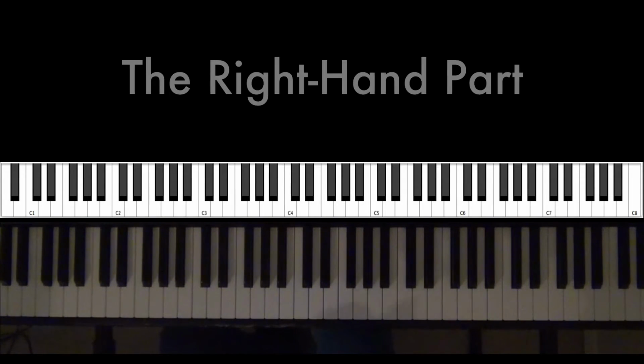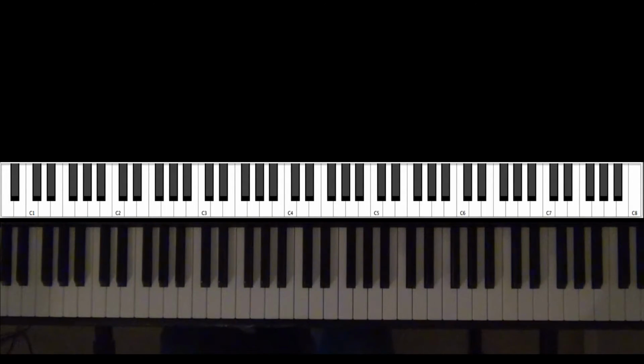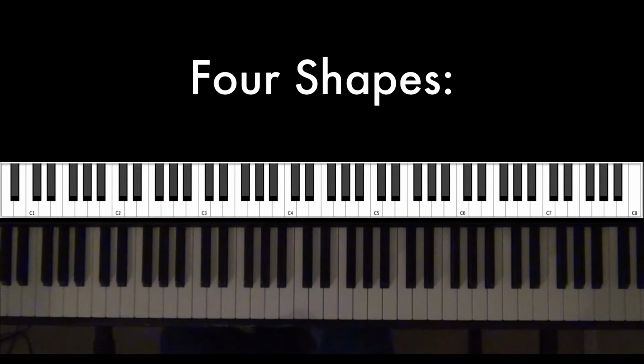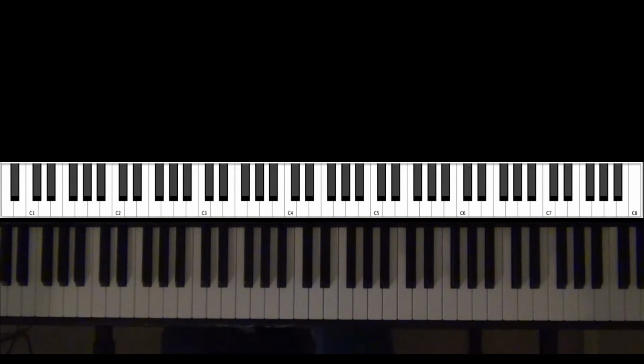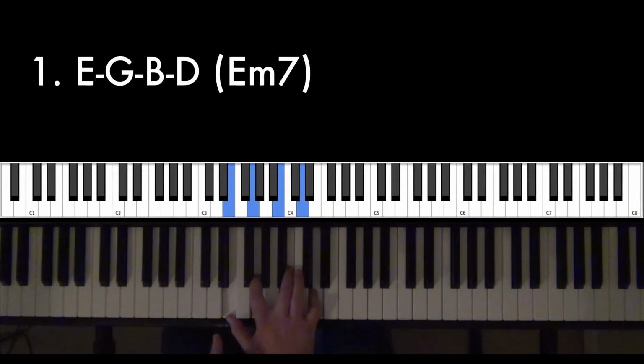Okay, so now let's talk about the right-hand part. We're going to have 4 different chord shapes, and we're going to play them one after the other, and if you want, you can repeat after that, as we'll see. The first shape is going to be this right here, what we might normally by itself call E minor 7. In this context, you may hear it as an E minor 7, or you may hear it as the upper chord tones of a C major 9 sound. At any rate, we're going to find these notes, E, G, B, D.